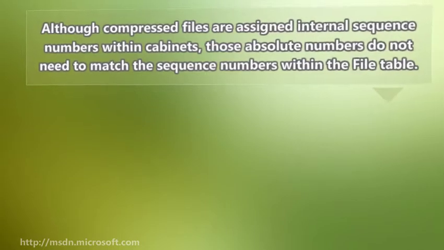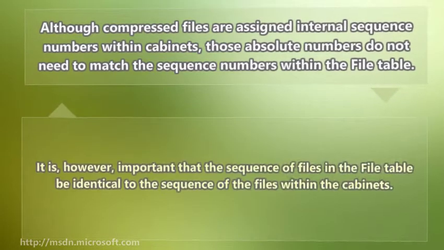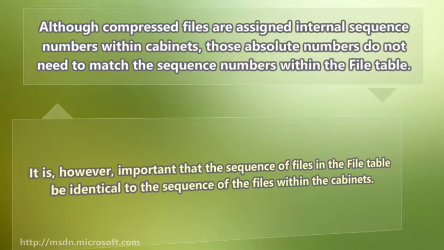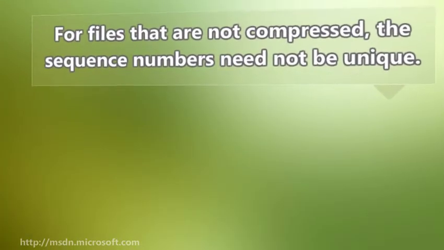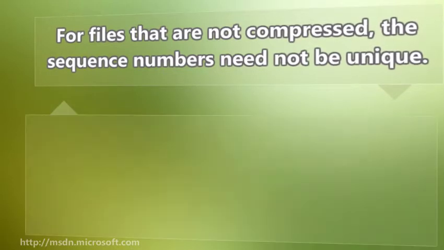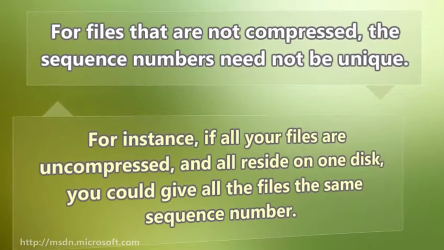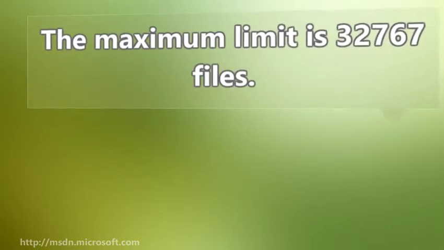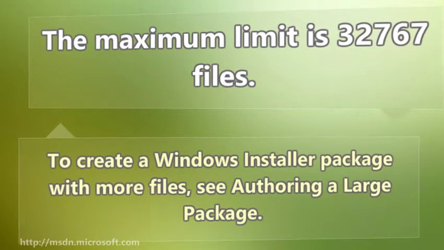Although compressed files are assigned internal sequence numbers within the cabinet, those absolute numbers do not need to match the sequence numbers within the File table. It is, however, important that the sequence of files in the File table be identical to the sequence of the files within the cabinet. For files that are not compressed, the sequence numbers need not be unique. For instance, if all your files are uncompressed, and all reside on one disk, you could give all the files the same sequence number. The maximum limit is 32,767 files. To create a Windows Installer package with more files, see Authoring a Large Package.